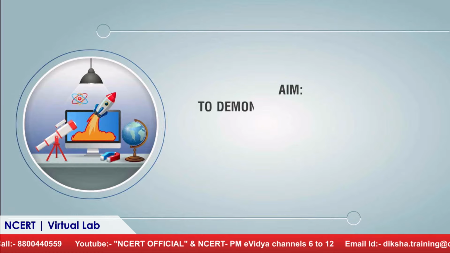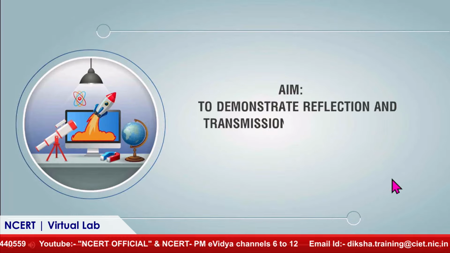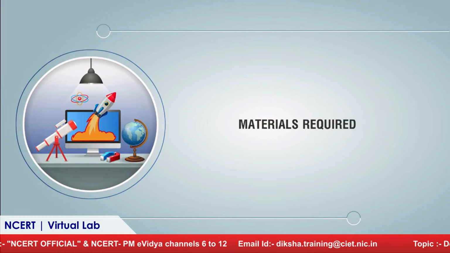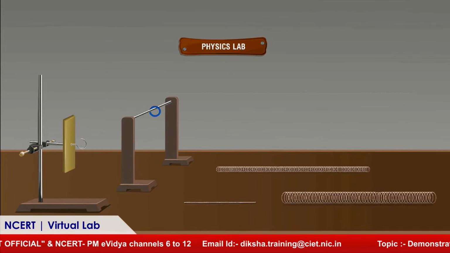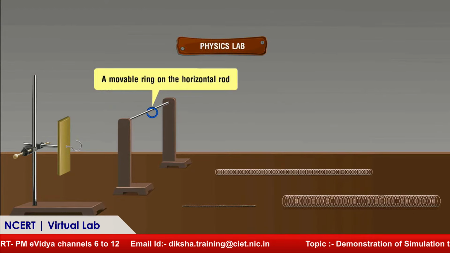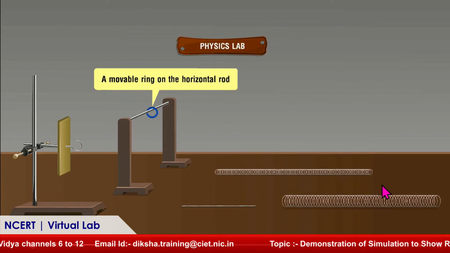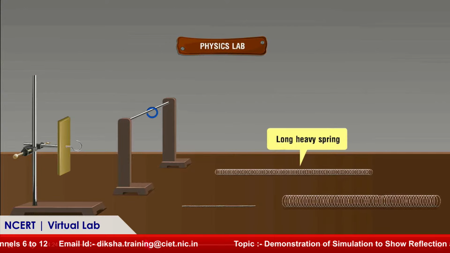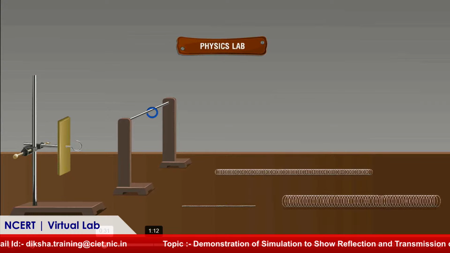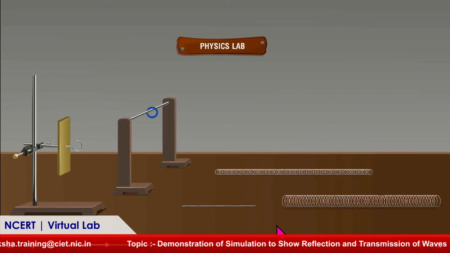Aim: to demonstrate the reflection and transmission of waves at the boundary of two media. Materials required: steel hook on the stand, A movable ring on the horizontal rod. Long heavy spring. Fine thread. Slinky. Procedure.